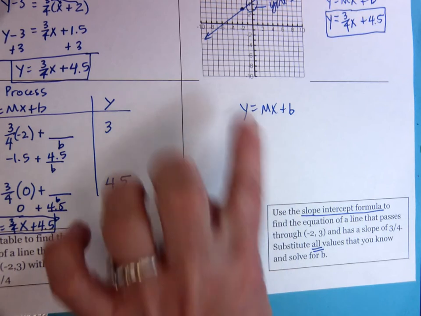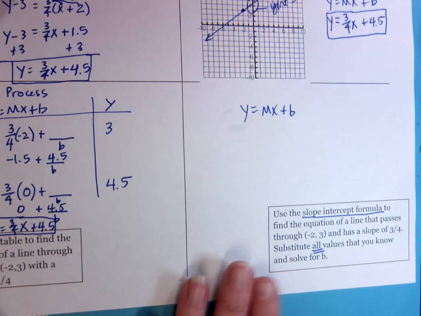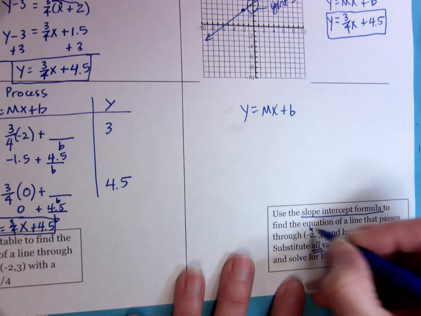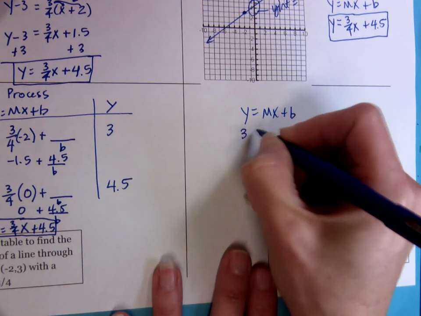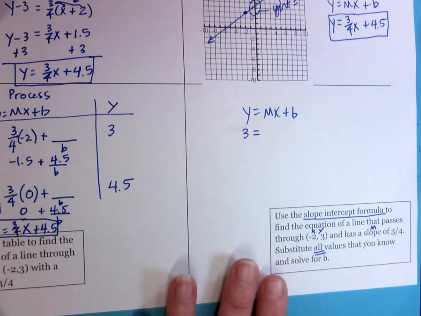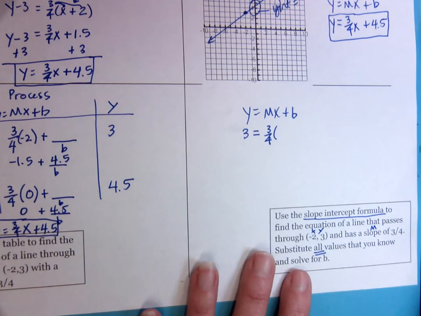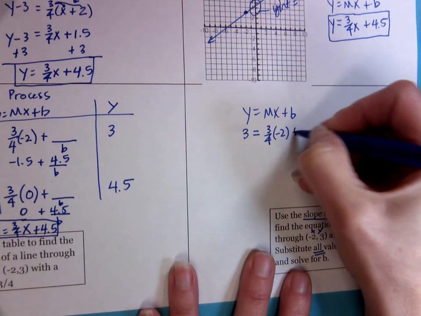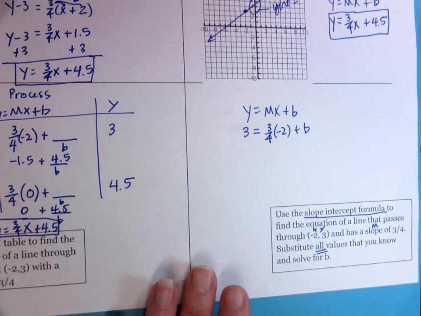Does it give us a y value? Yes, it gives us a y value. Here's an x and here's a y. What is the y value? 3. Does it give us the m? 3/4. Does it give us the x? Plus b. Then we just have to solve for b, because we don't know what that one is.